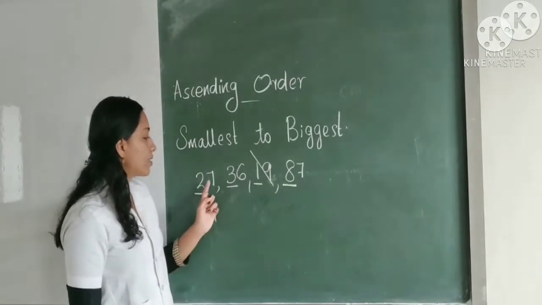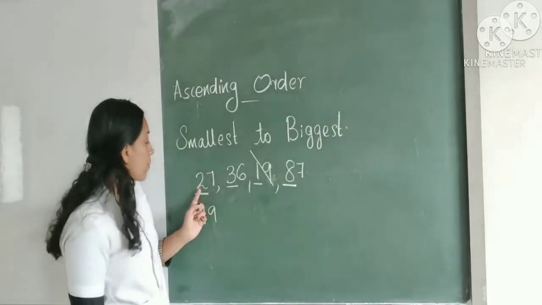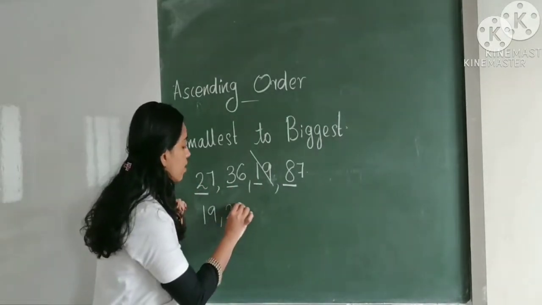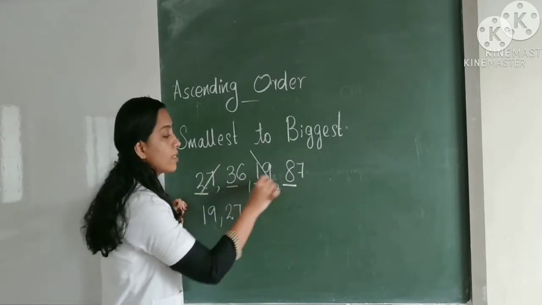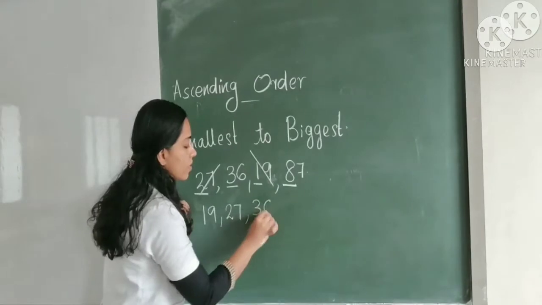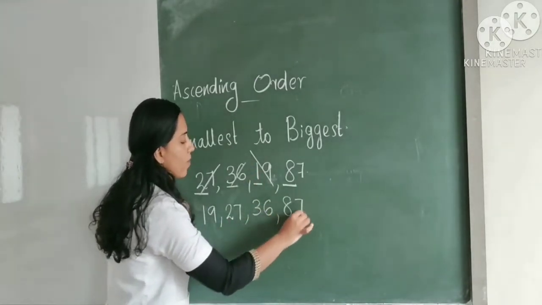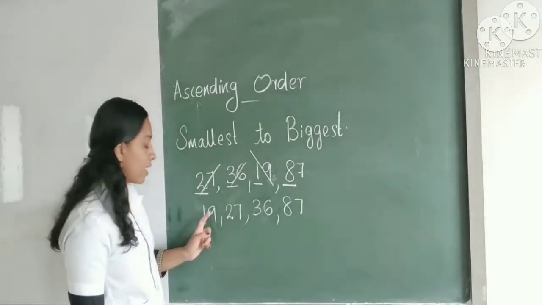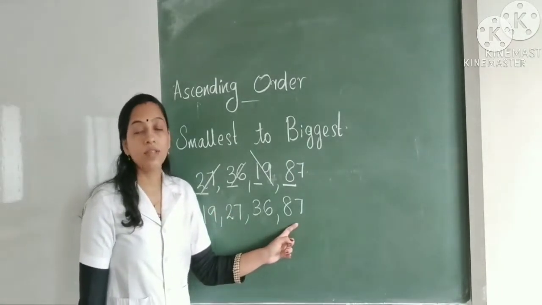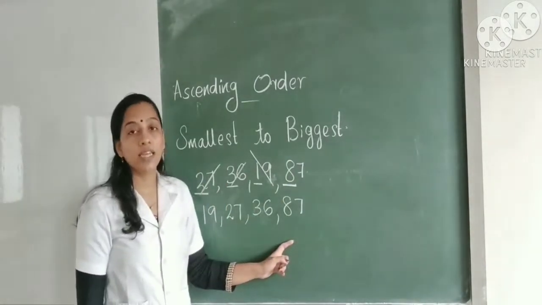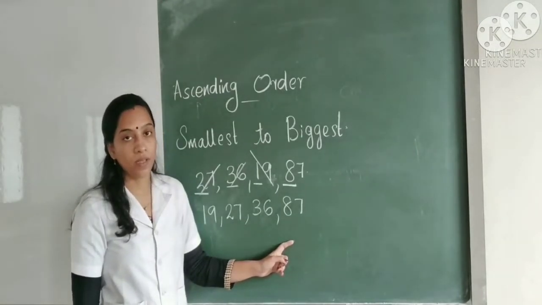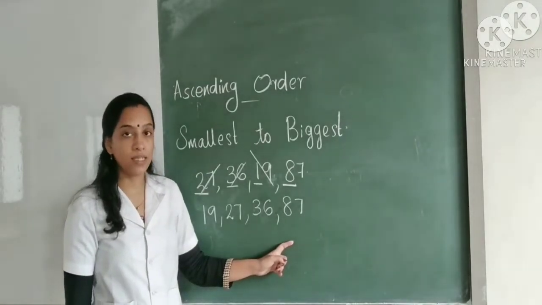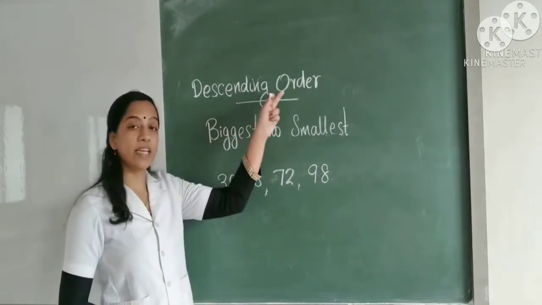Okay. Then 27, 36, 87. Again, let us compare the tens digit. 2, 3, 8. Which is the smallest number? 2. So let us write here 27 and then close the number. Then 36 or 87. We know that 36 is smaller than 87. See, here we arrange these numbers in ascending order, that is, from smallest to biggest. See children, in this way you can arrange the numbers in ascending order. That is, ascending order means arrange numbers in increasing order. Is it clear?